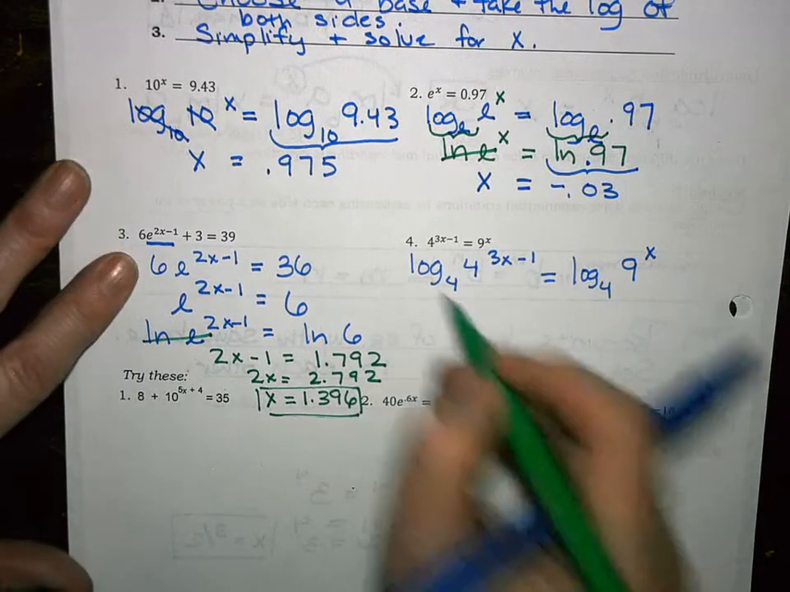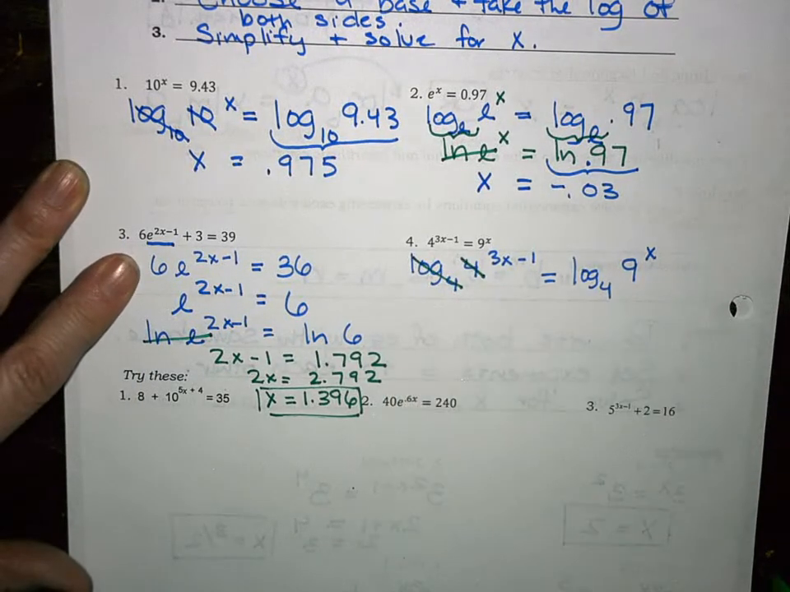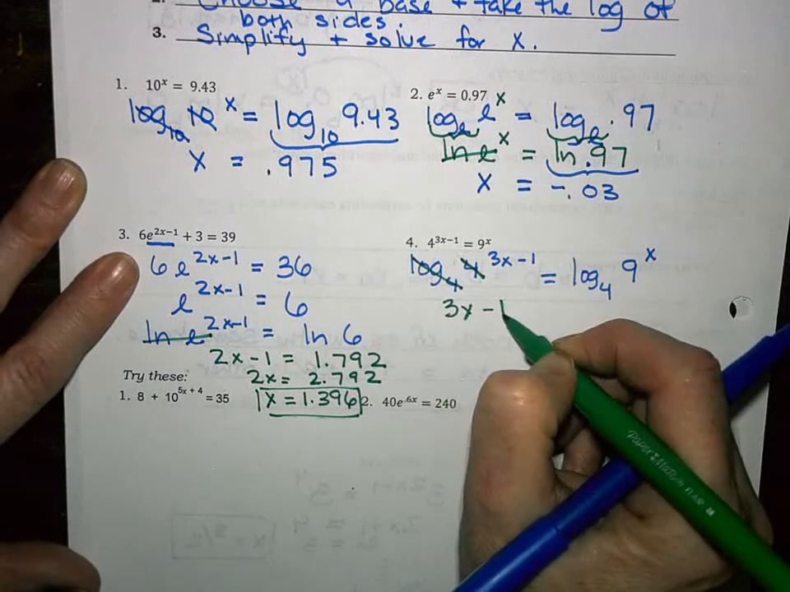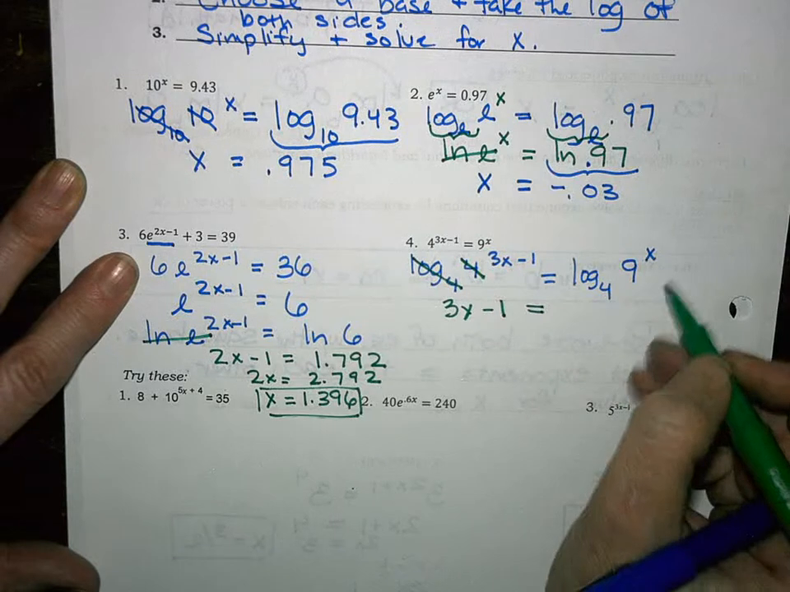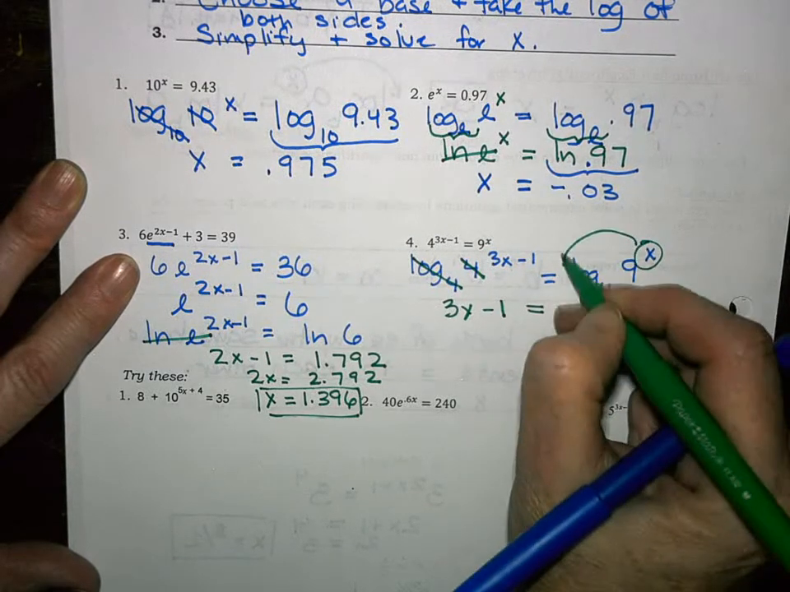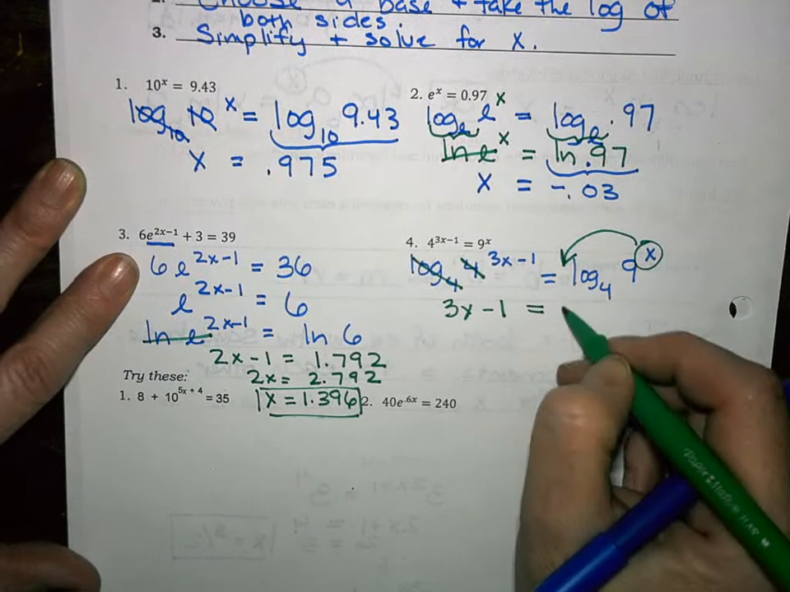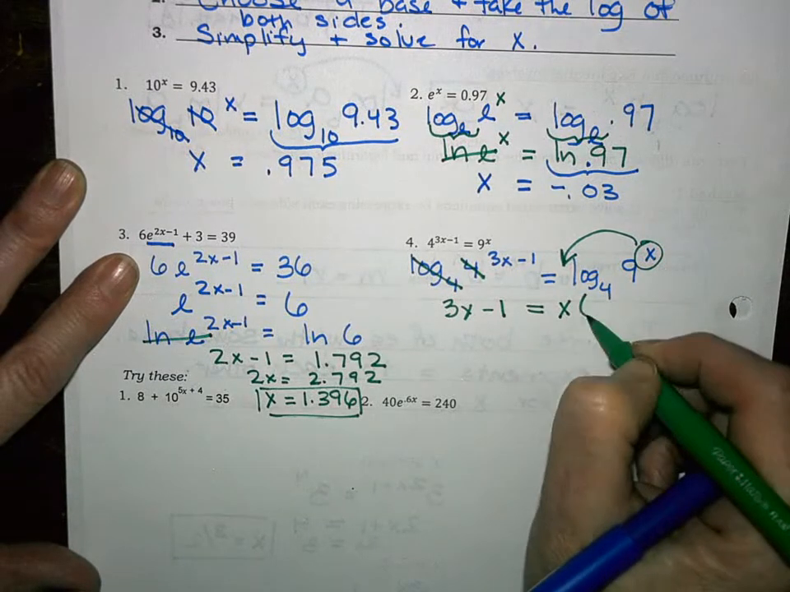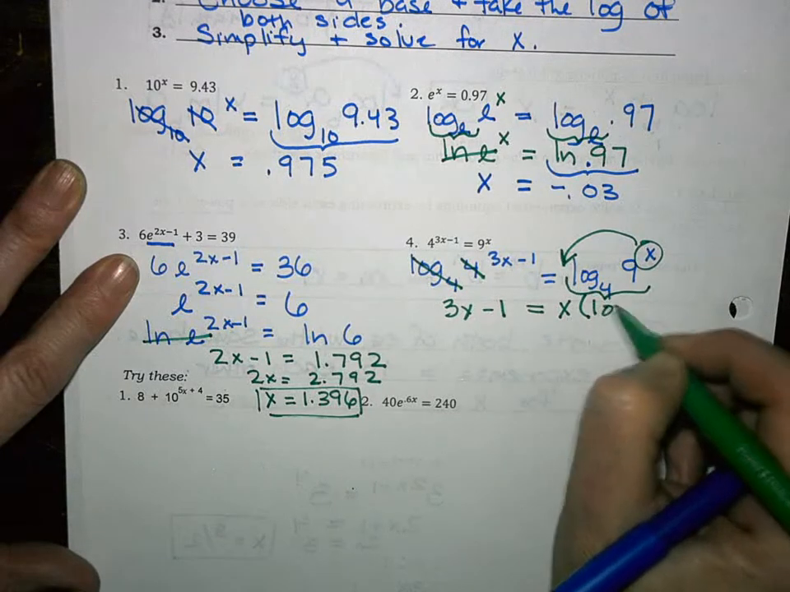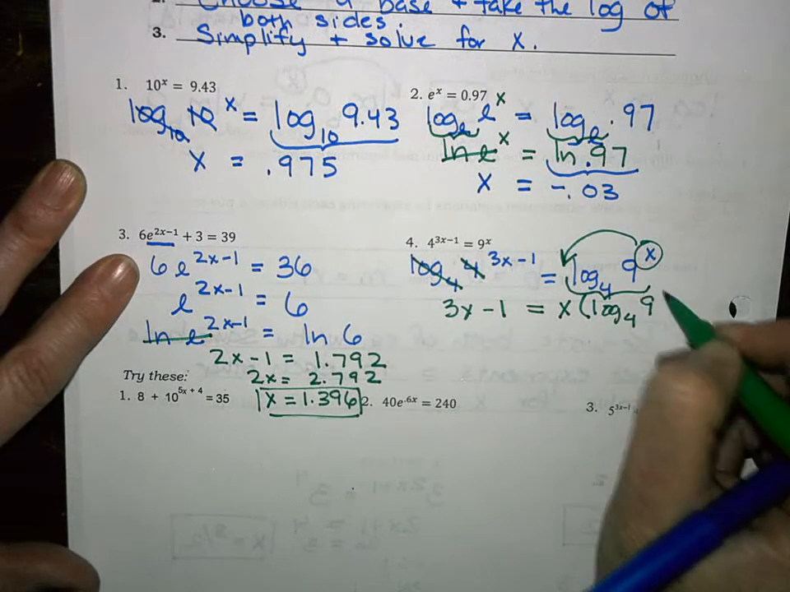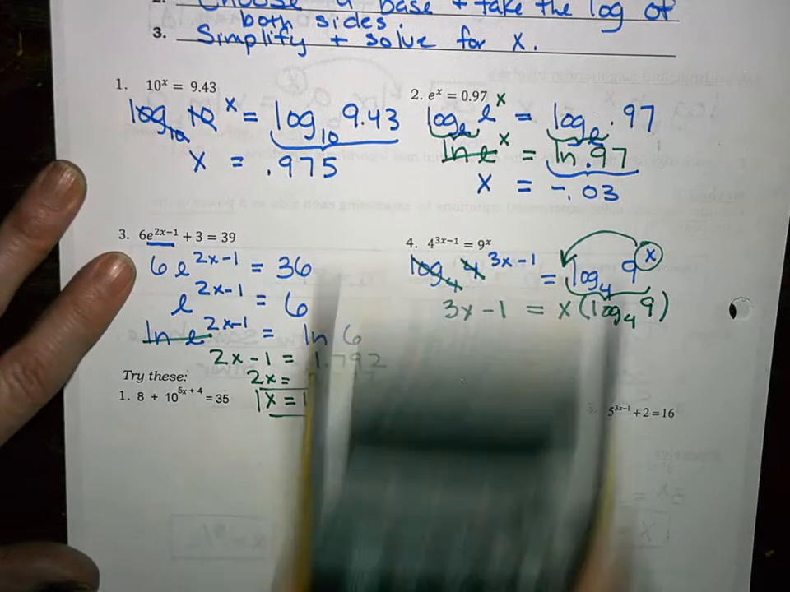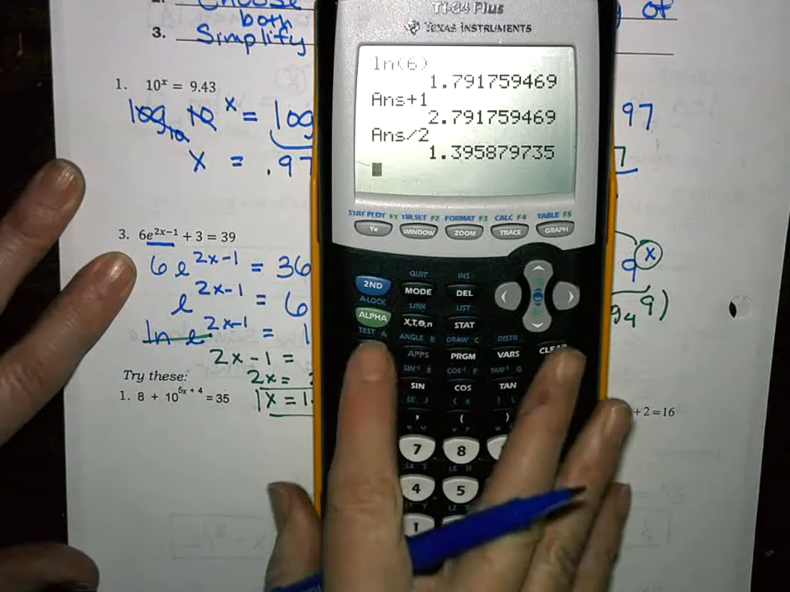Okay, what am I going to do now? Well, now these are going to cancel out to 1, bringing this down, 3x minus 1, and then I'm going to use the expansion of logs to bring this x over here and say equals x times this, the log base 4 of 9. Now I can solve the log base 4 of 9 on my calculator, so let's do that.